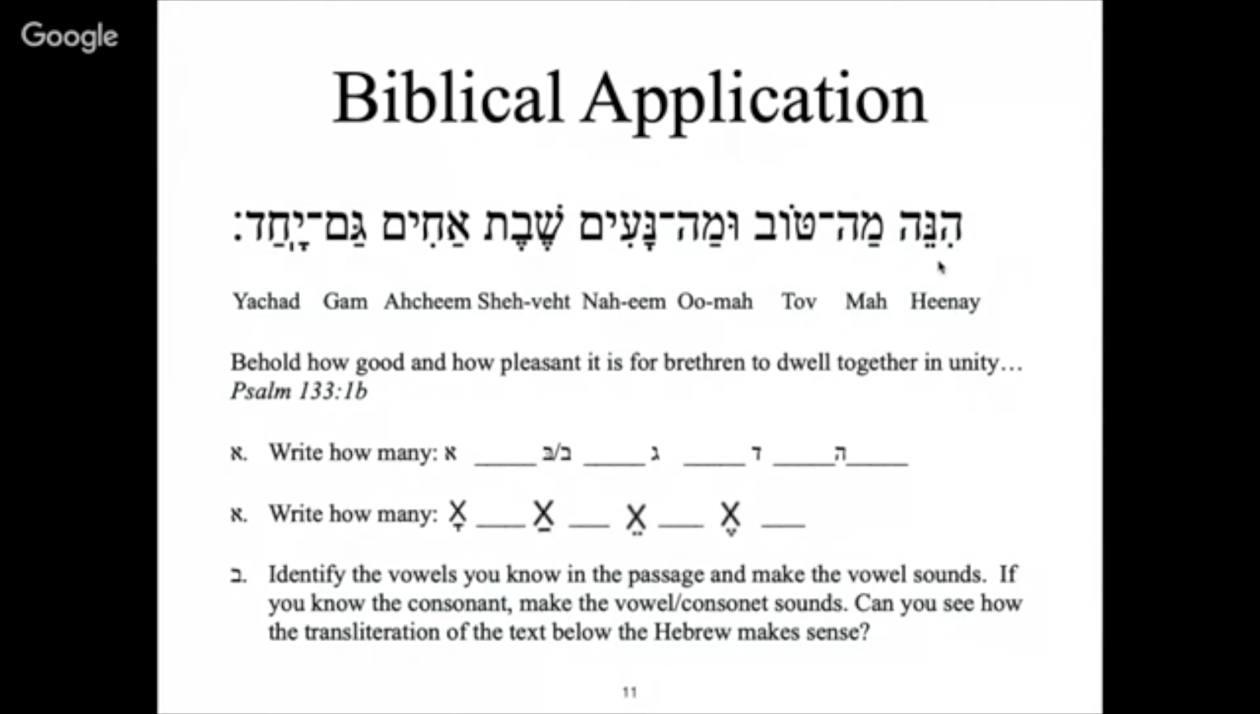So if some of you is going to read this, it says, Hine ma tov uma na'im shevet achim gam yachad. This is a nice little exercise for you to actually do, and again, to familiarize yourself with the vowels, and then also even seeing them with the transliteration, how they're used, whether you actually know what that letter is or not, right? What is that word?